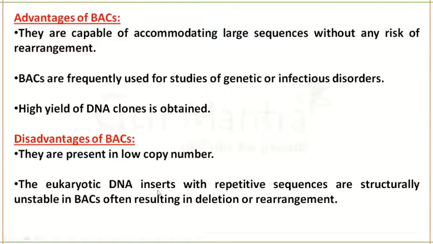The eukaryotic DNA insert with repetitive sequence are structurally unstable. So eukaryotic insert, if you put in a BAC, it will be unstable and it will lead to deletion or rearrangement of genes, and you will get a very faulty and defective protein as a result.